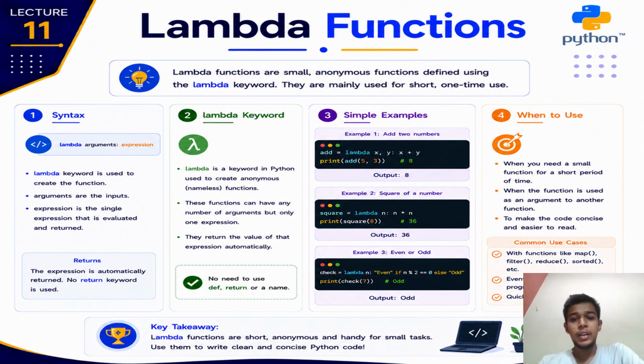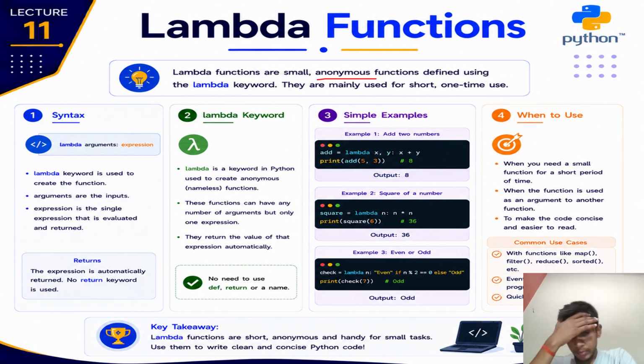So, in the previous slide, we got a brief introduction to lambda function while learning the types of function. Now, let's understand lambda function in detail. Lambda function is a small anonymous function in Python. The word anonymous simply means without a name. Unlike normal functions, lambda functions are written in a single line and they are mainly used for short, simple tasks.